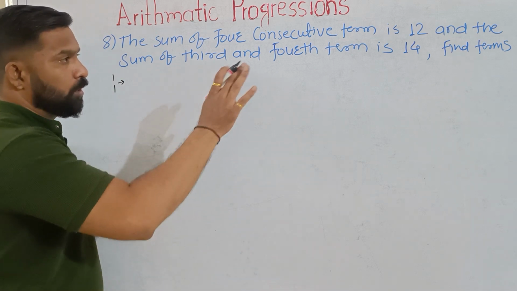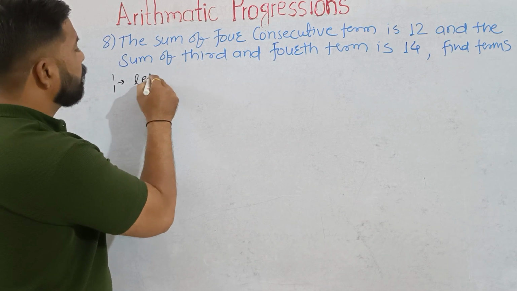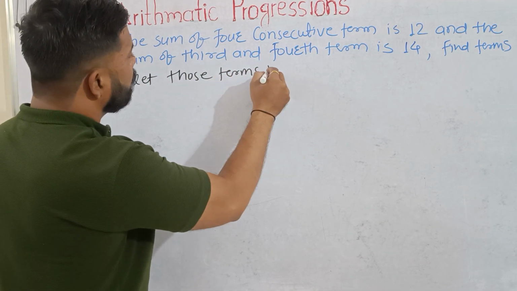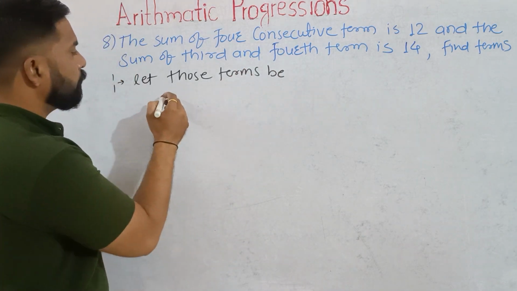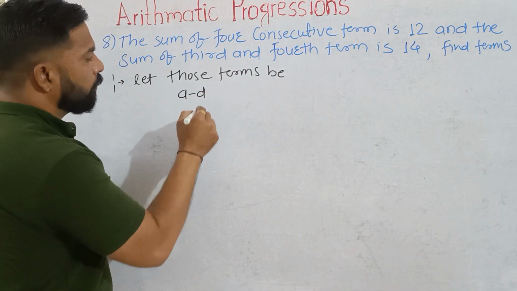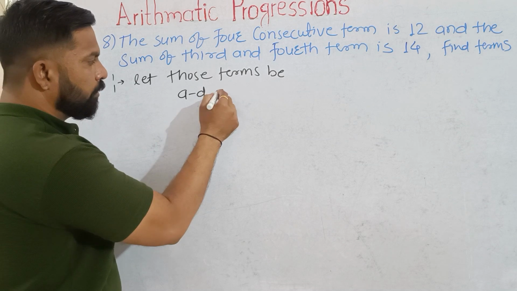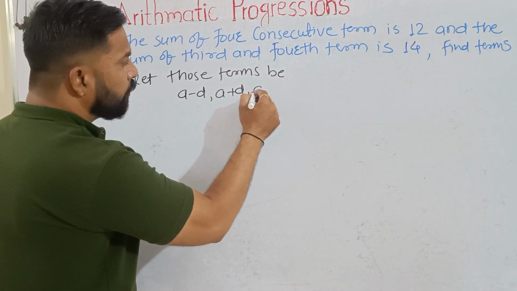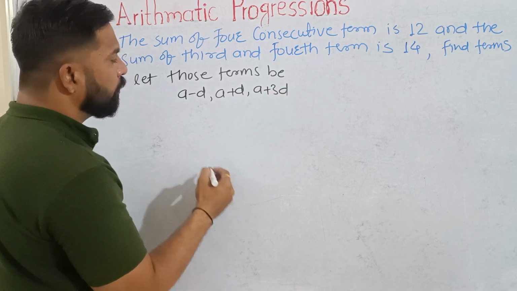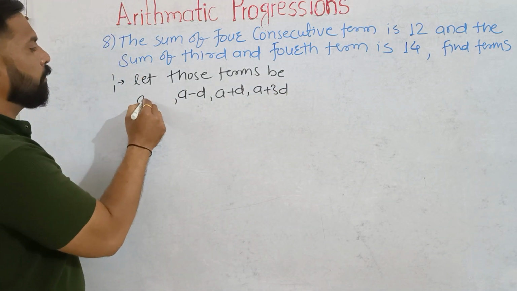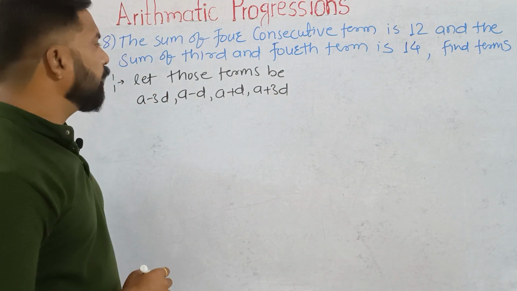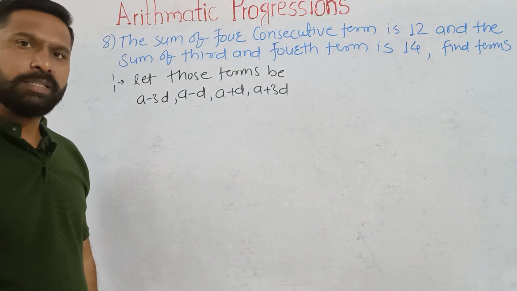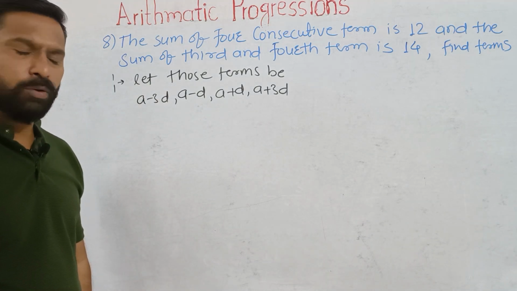To the right plus 2d, to the left minus 2d. Okay? So here let those terms be a minus d, a plus d. To the right 2d, a plus 3d. To the left 2d, a minus 3d. These are those terms. Is it easy to understand? Okay, chalo.